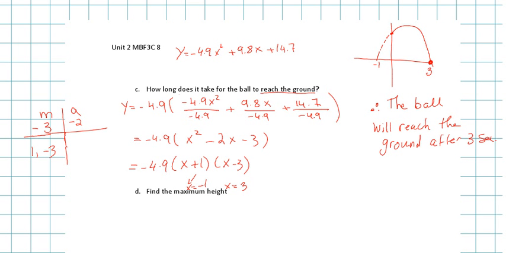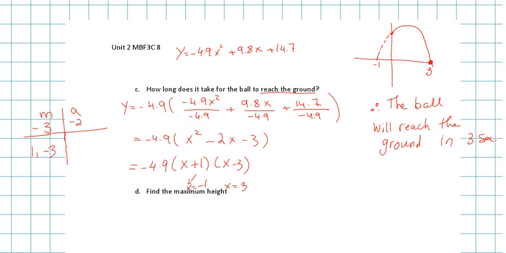Now, the maximum height, is it the optimal value? Yes. Why do you say after 3 seconds instead of in 3 seconds? Because it asks, how long does it take? You can say in 3 seconds or at 3 seconds. What do you think? I would say the ball will reach the ground in 3 seconds. In 3 seconds, okay.